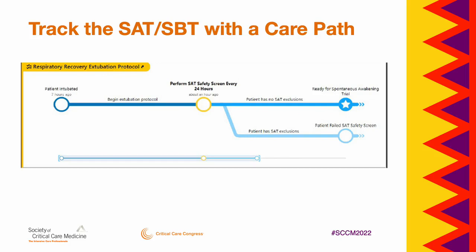There are so many different things you can do with this with regards to data collection. One of the potential things that is coming is being able to track the SAT and SBT with a care path. So you can see whether or not the patient had exclusions to the SAT and whether that was performed or not in a picture like this.